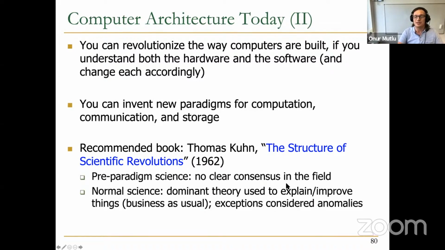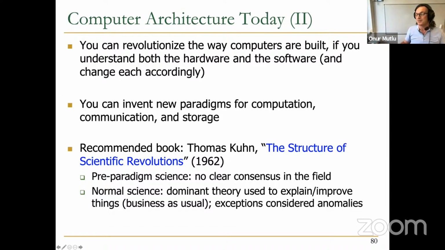Usually, you're in the normal science domain, meaning there's some dominant theory that's used to explain and improve things. Exceptions are considered anomalies, right? So, okay, let's go back to the Middle Ages. And the theory, I don't know if it's scientific or not, but people used to explain that the sun revolves around the earth, right? And some people come up with exceptions that say, oh, okay, the sun is not really revolving around the earth because of these reasons. Those are anomalies.